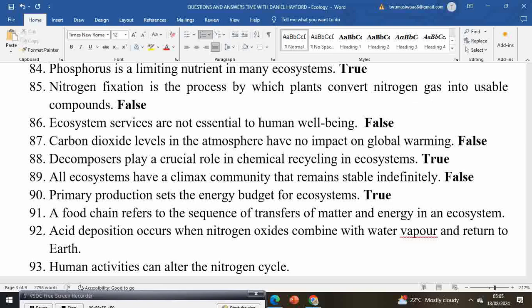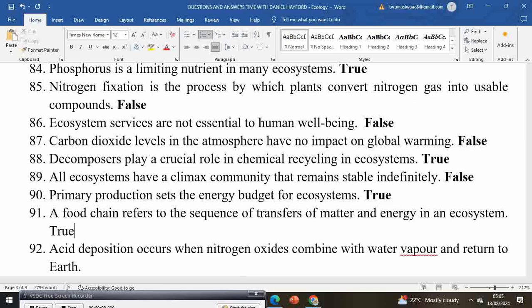Question number 91. A food chain refers to the sequence of transfers of matter and energy in an ecosystem. Is this one true or false? It is true.